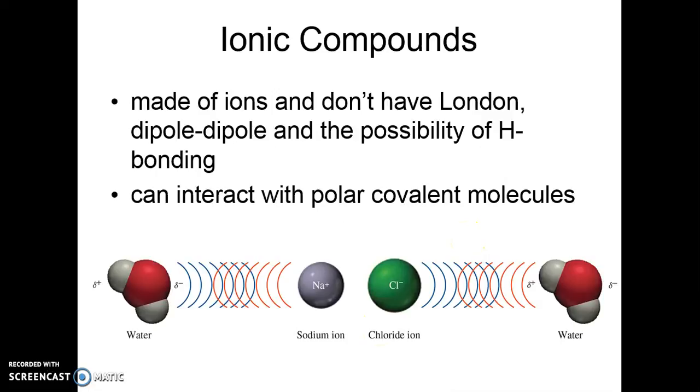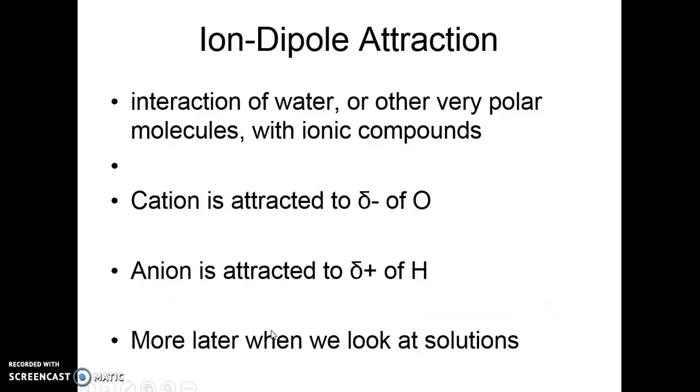Ionic compounds are made of ions, and so you're not going to see the intermolecular attractive forces that we talked about earlier. But they can be attracted to polar molecules. So here's sodium chloride, an ionic compound. When put in water, the sodium will be attracted to the del negative on the oxygen, and the negative chloride will be attracted to the hydrogen with its del positive. This is an important interaction that allows ionic things to dissolve in polar compounds.